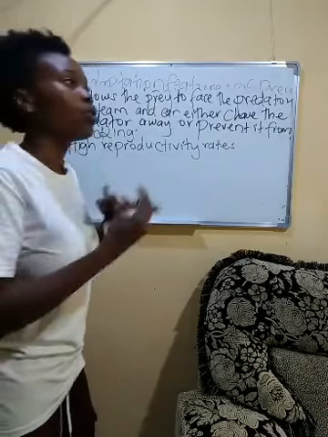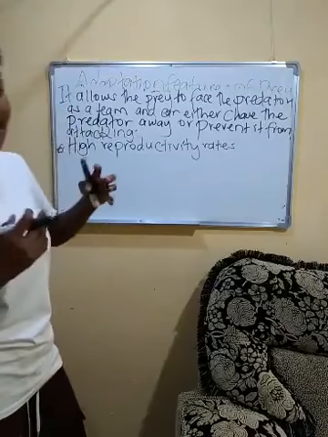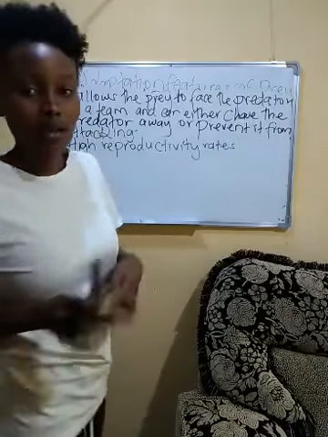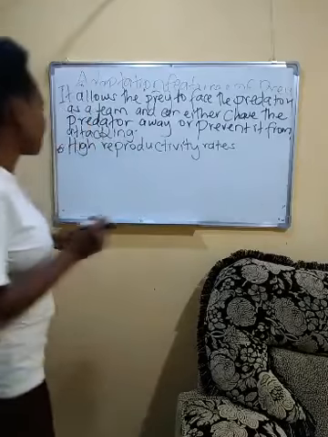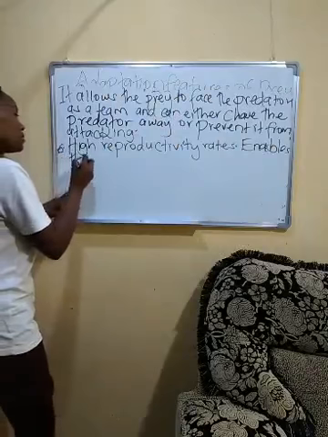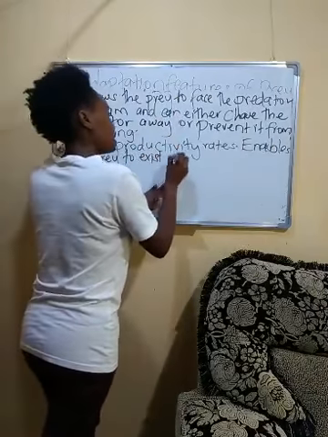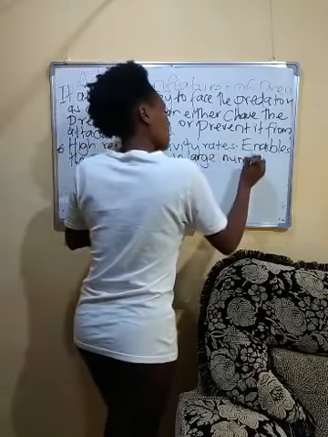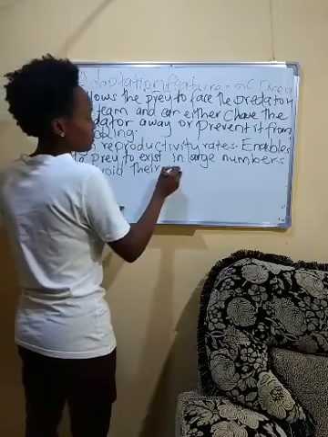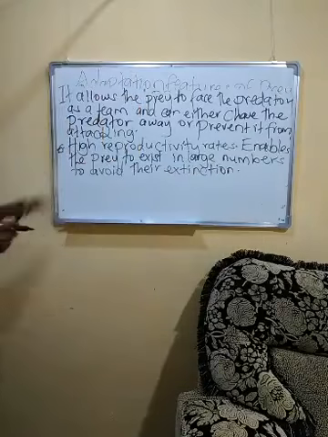So what do they do to avoid their extinction? They reproduce at very high rates. That is why antelopes occur in as many numbers as they can, as compared to just one pride of lions or a cub or cubs and cheetahs. So the high reproductivity rates enable the prey to exist in large numbers to avoid their extinction. So that is also another characteristic.